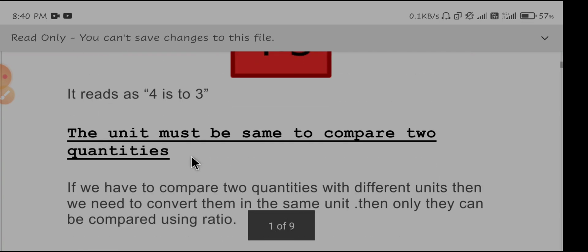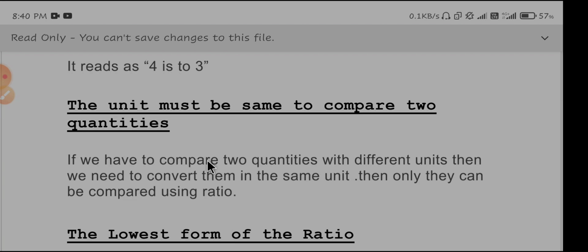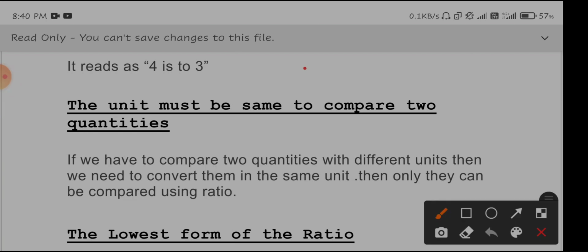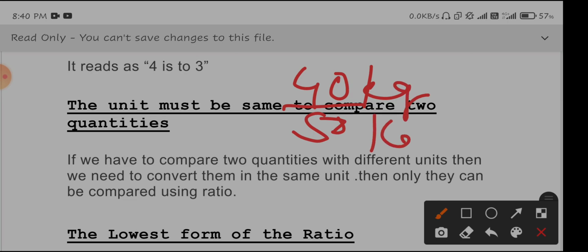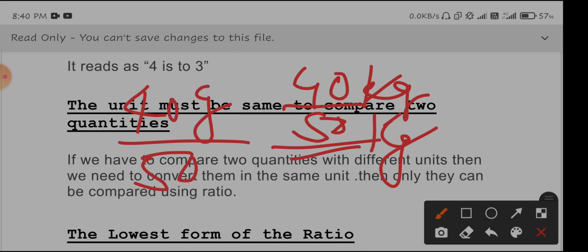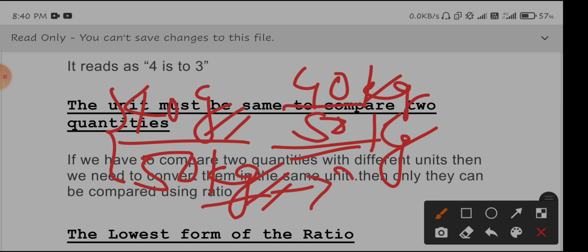So if we are comparing the weight of any two persons, one is of 40 kg, second is of 50 kg, both should be of same unit like kg. So we can find the ratio. If it is given that one is 40 gram and the other is 50 kilogram, you can see one is in gram and second one is in kilogram, so we cannot find the ratio. First of all, you have to change from kilogram to gram. After changing into same unit, you can find the ratio.